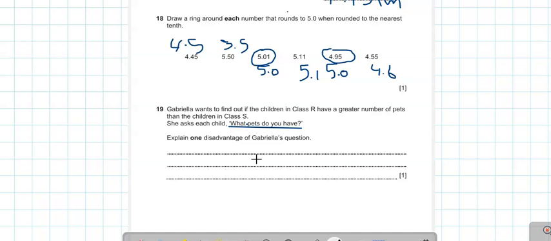But the type, or what pets do you have? For example, if I ask you what pets do you have, maybe you will say dog. How many dogs? I don't know. Maybe, for example, you will say I have fish. But how many in your fish tank? So what's the disadvantage of this question? Any explanation to show that she doesn't mention the number of pets, or the answer will be misleading.